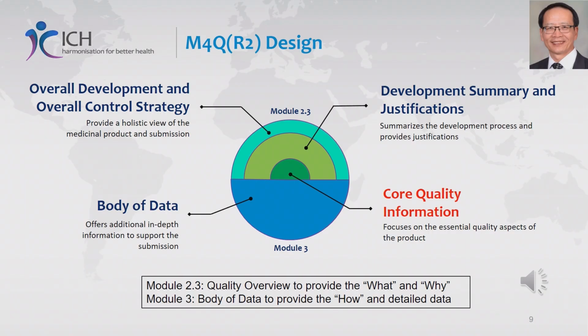Module 3 continues to serve as a body of data, offering additional in-depth information to support the submission, that is, the how and the detailed data. Now this design ensures the regulators can efficiently access information they need for decision making while maintaining access to supporting data detail when it's needed.